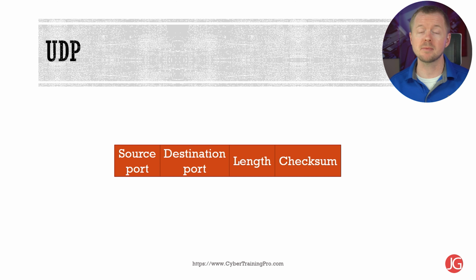Also, UDP datagrams don't get broken into segments. They just get a header and they get sent. Now, a few common protocols that use UDP are Domain Name Service, or DNS, and Dynamic Host Configuration Protocol, or DHCP. You can see a simplified version of a UDP header here on the screen.